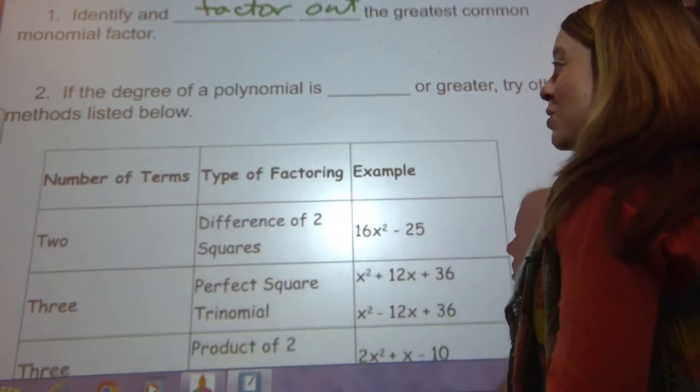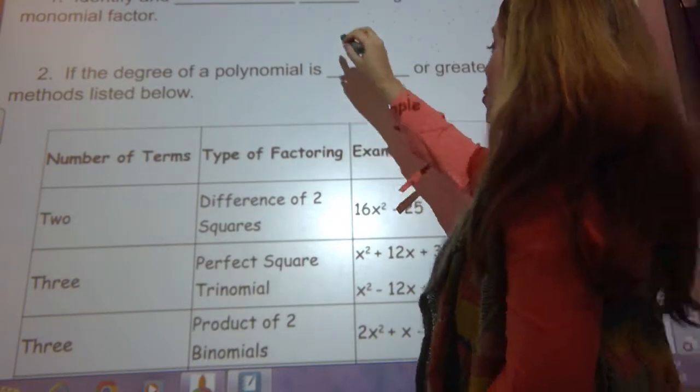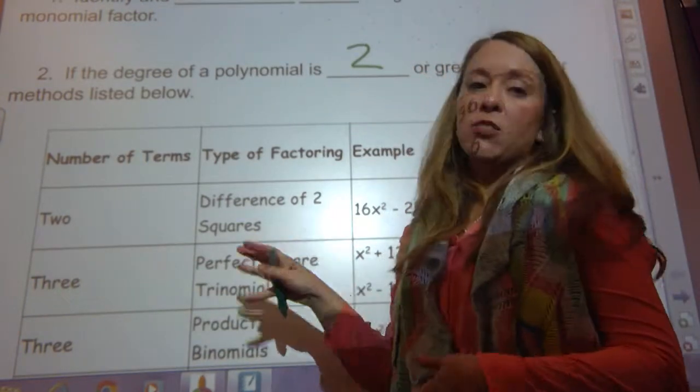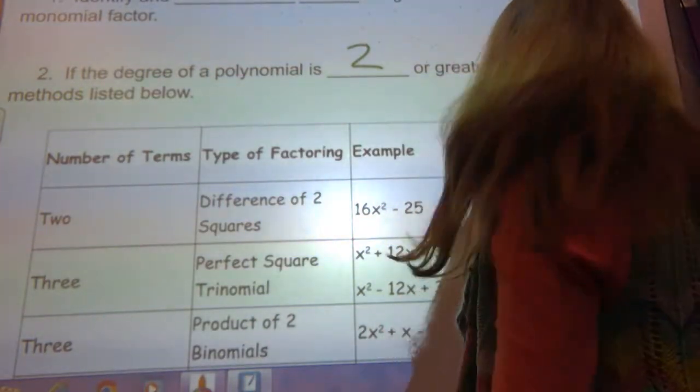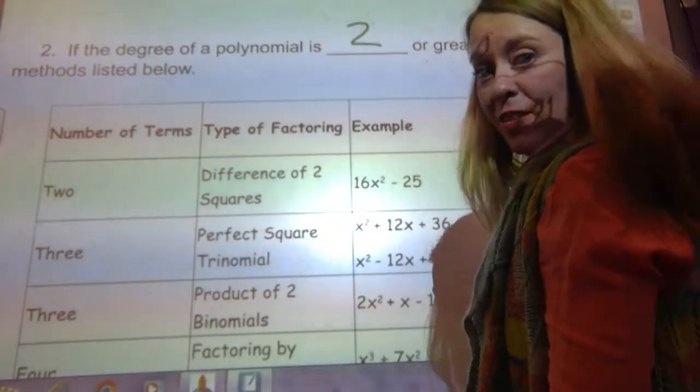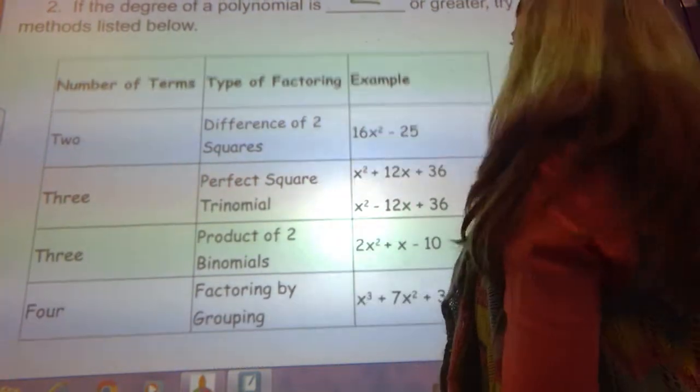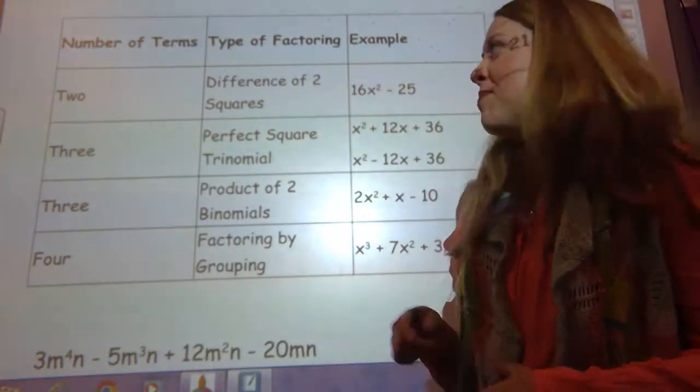If the degree of a polynomial is 2 or greater, then we can try some of these other methods, which we've learned about before. Now we've got to put it all together, kind of like working a puzzle. I think it's kind of fun.